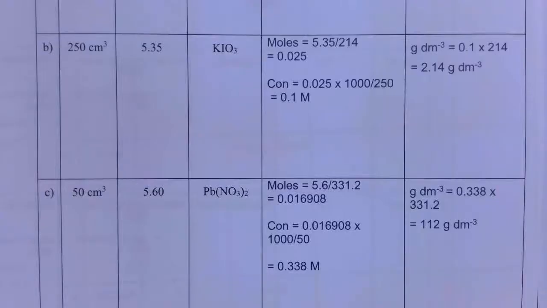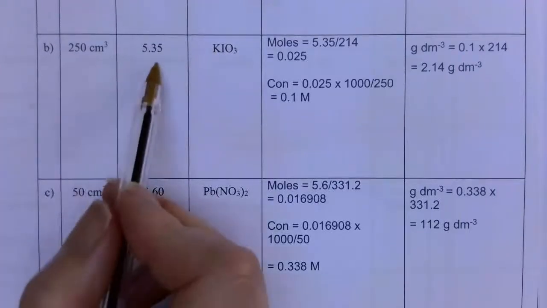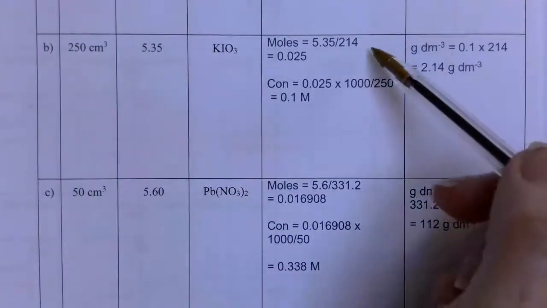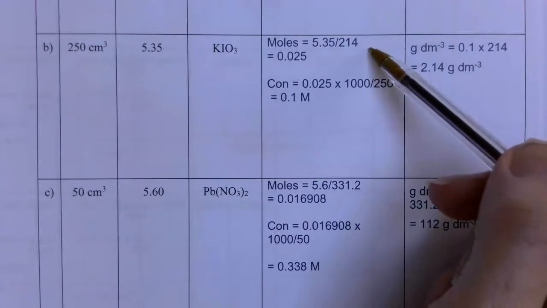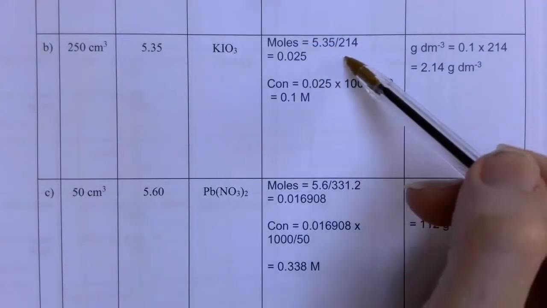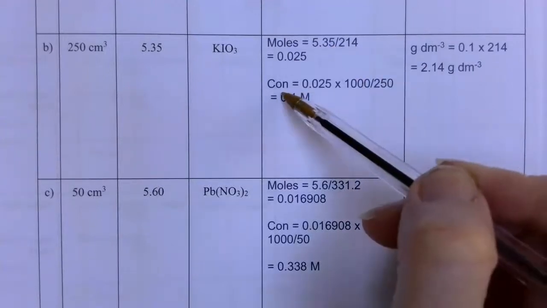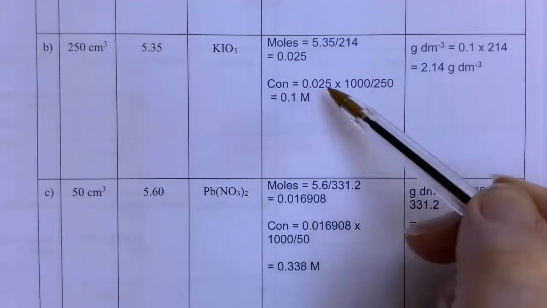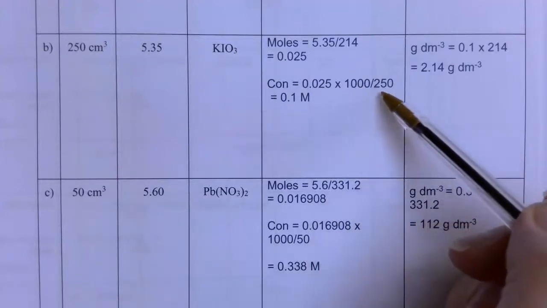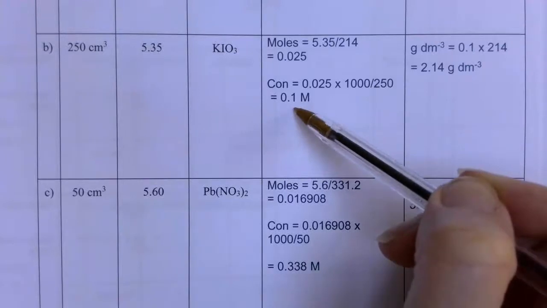And again, just looking at a couple of examples on the next page, we have volume, we have mass. We're going to work out the concentration in moles per decimeter cubed. We do that by working out the number of moles, mass divided by Mr, and then working out the concentration, which is number of moles times 1,000 divided by the volume, which is 250, and that gives us 0.1 of a mole per decimeter cubed.